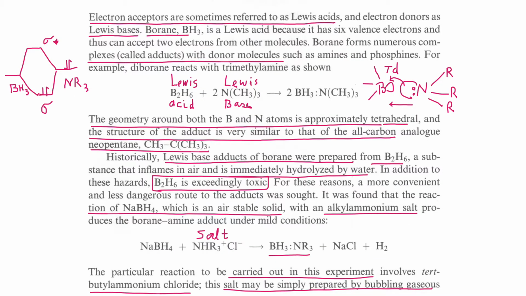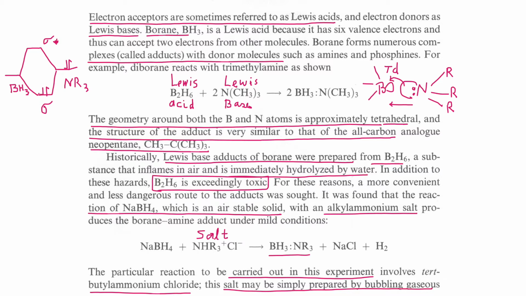Now this reaction is between BH3, which is the Lewis acid in the form of B2H6, and the Lewis base in the form of tertiary butylamine. The tertiary butylamine, with the lone pair on the nitrogen, will interact with the empty orbital in the Lewis acid BH3 to form a sigma bond and a sigma star bond. The two electrons go in the sigma orbital, and we form the adduct BH3 NR3.